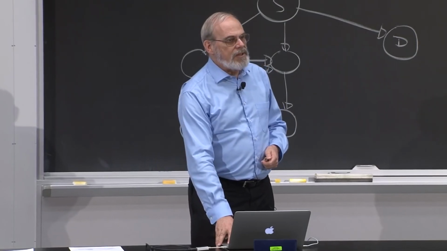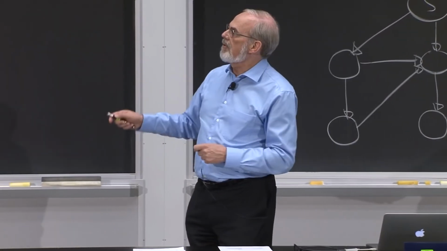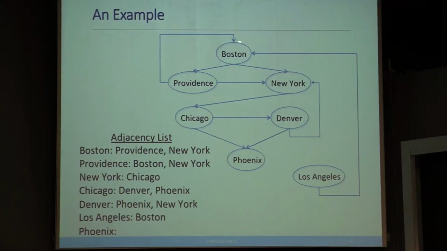And to think about this, here's the representation that we'd have in the graph. The adjacency list here is: from Boston, I can get to Providence, I can get to New York. From Providence, I can get to Boston, I can get to New York. From New York, I can only get to Chicago. From Chicago, I can go to Denver or Phoenix. From Denver, I can go to Phoenix or New York. And from LA, you can only come back to Boston. And Phoenix has no exits out of it.